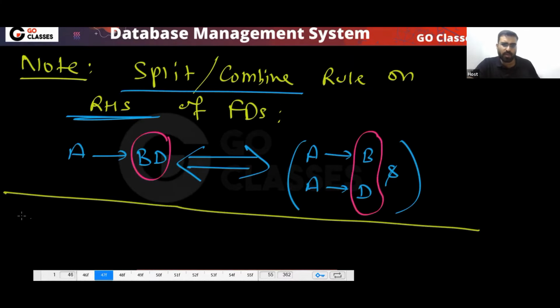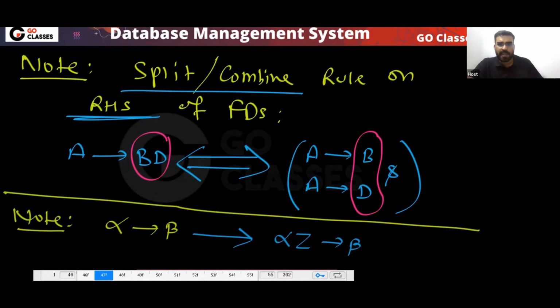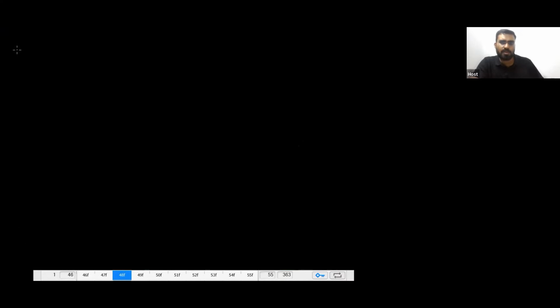Also, there is another rule we know. If alpha can determine beta, then alpha Z can determine beta. Remember, it's like if alpha can beat beta, then alpha Z, with additional power, of course can beat it. Yes or no? Very simple. So if alpha can determine beta, then alpha Z also can determine beta. But this other statement is not true. But this is true.